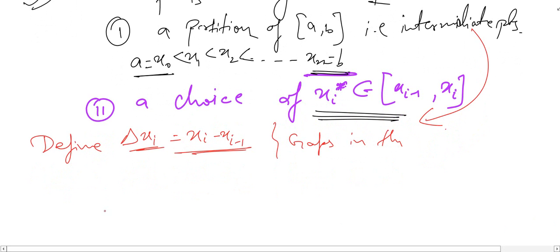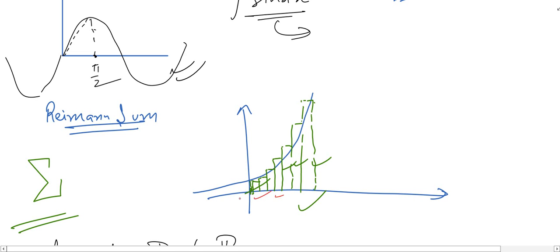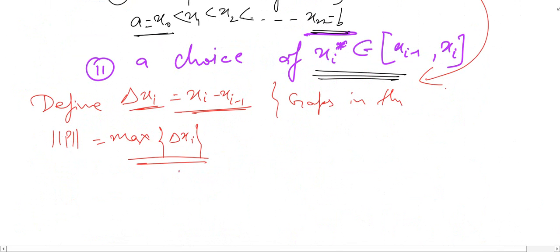Now the next point says to define something called the norm of P, which is nothing but the maximum value of the delta xi's. If we have taken equal intervals, if this point is A and B, and all these points are x1, x2, and so on, with equal gaps, then the maximum would be the same. If we don't choose them uniformly, then we have to take the maximum of delta xi.